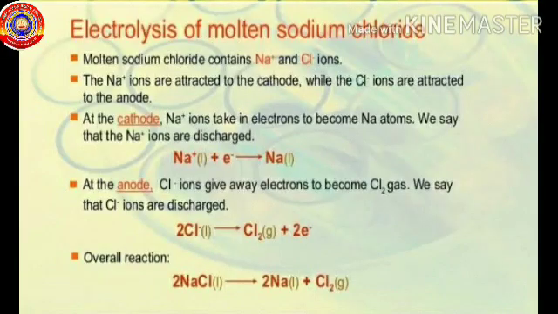Alright, let's conclude today's class. In the beginning, we discussed the electrolysis of molten NaCl. In molten NaCl, sodium is liberated at the cathode and chlorine is liberated at the anode.